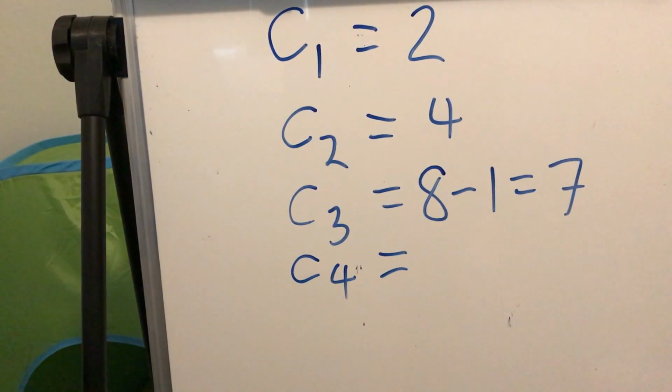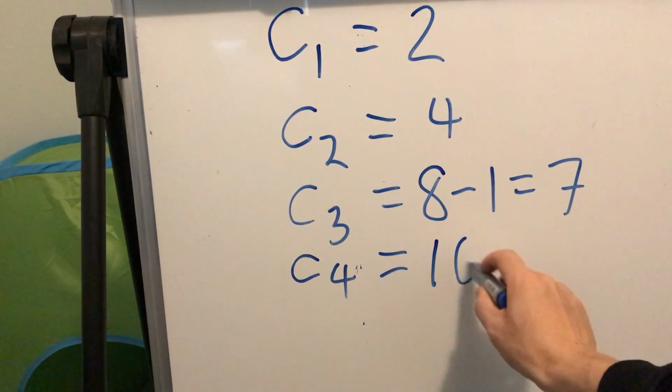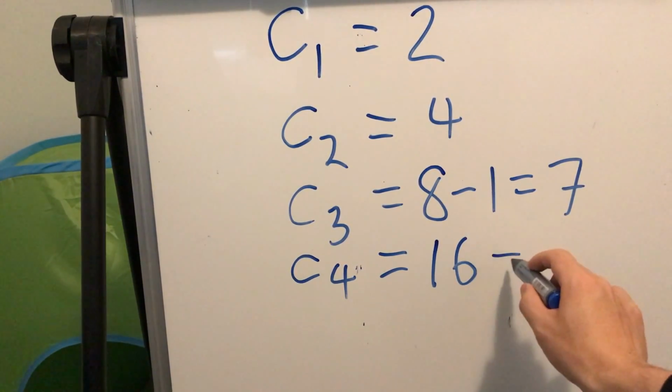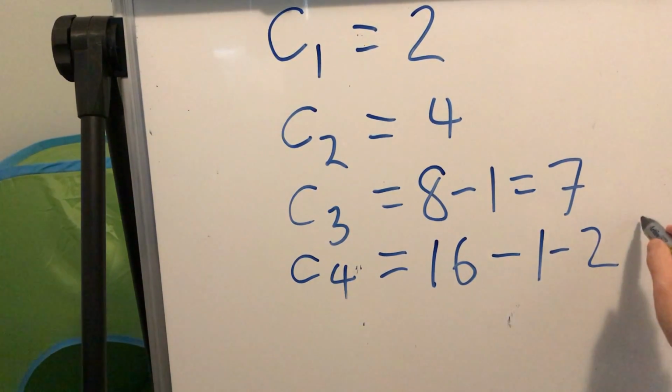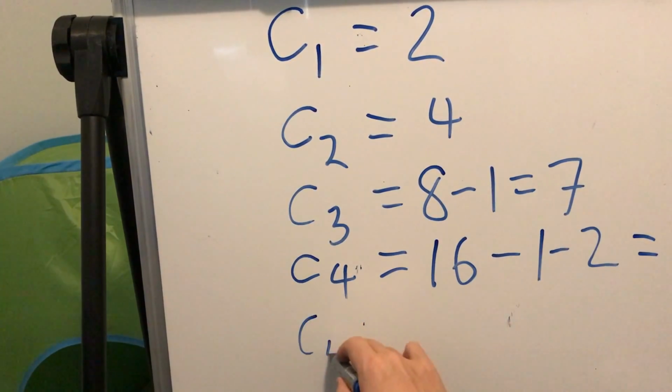C4. You have to minus the 4 zeros, and you have to minus 3 zeros, either 0, 0, 0, 1 or 1, 0, 0, 0. So you get 16 minus 1 minus 2. So even with 5 it starts to get a bit tricky. And I even made a little bit of a mistake here when I did it. So this is 13. So 5.